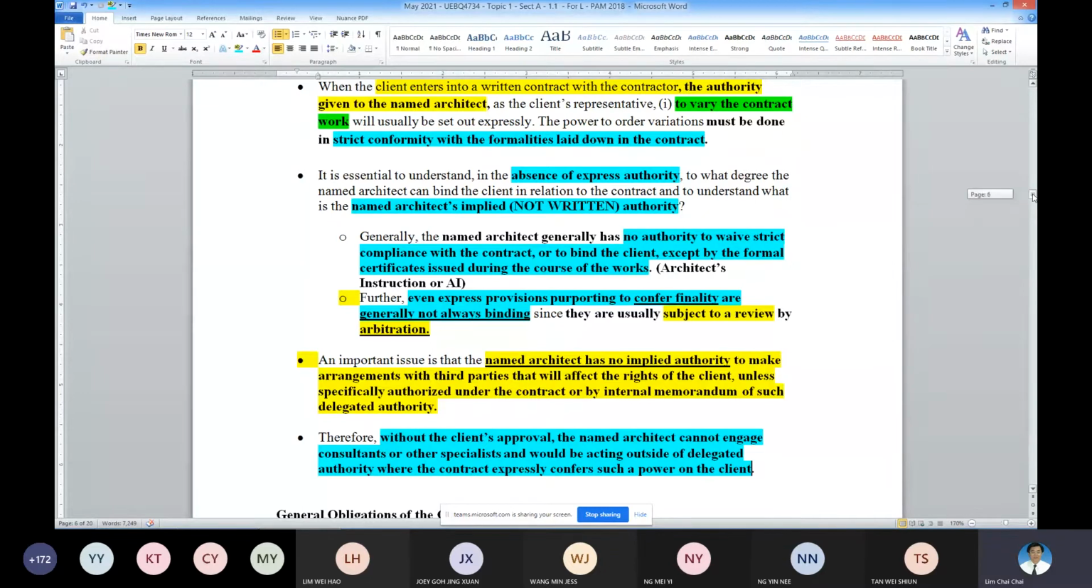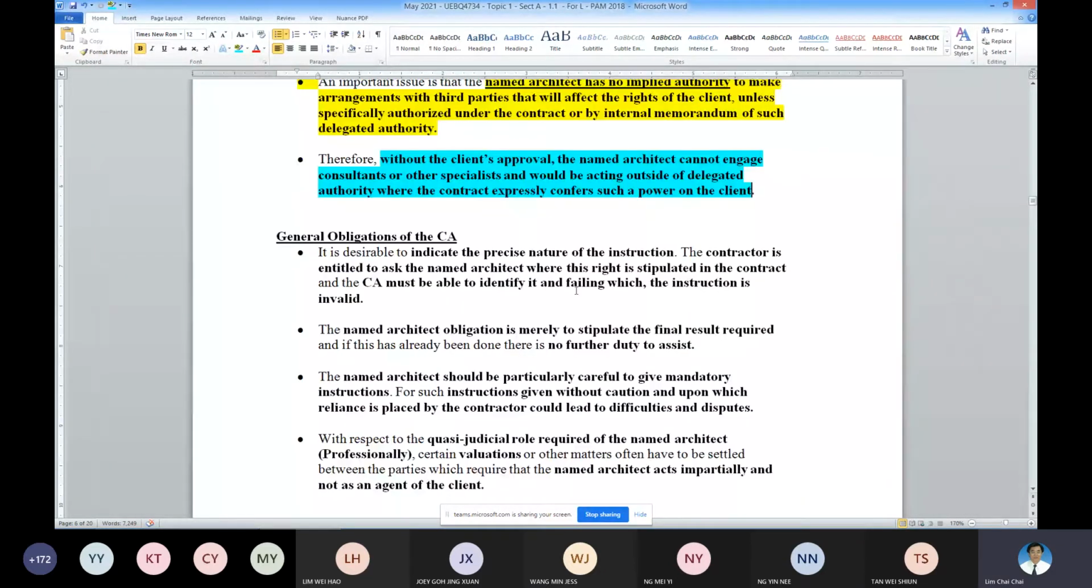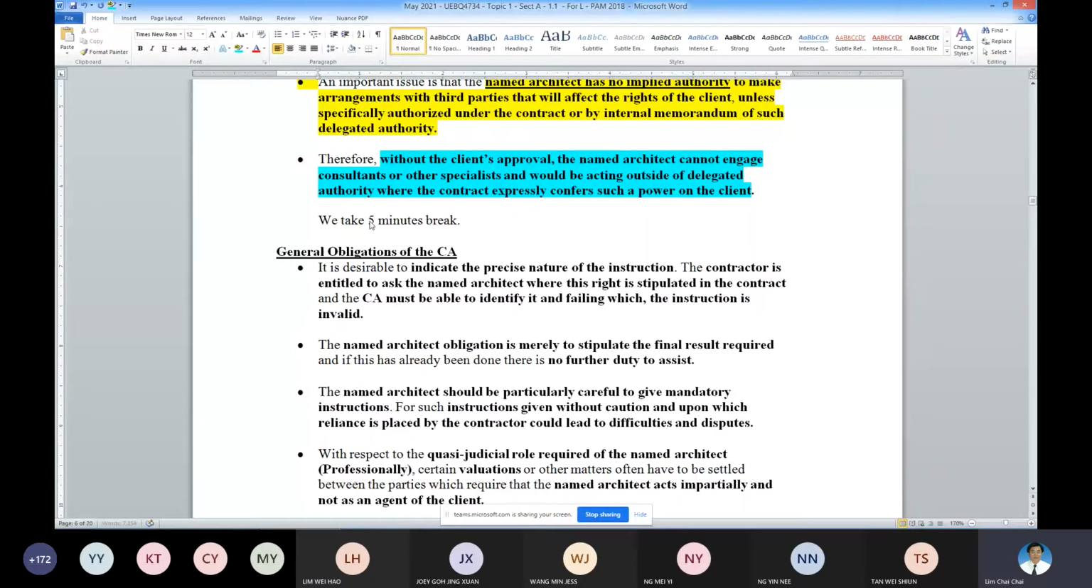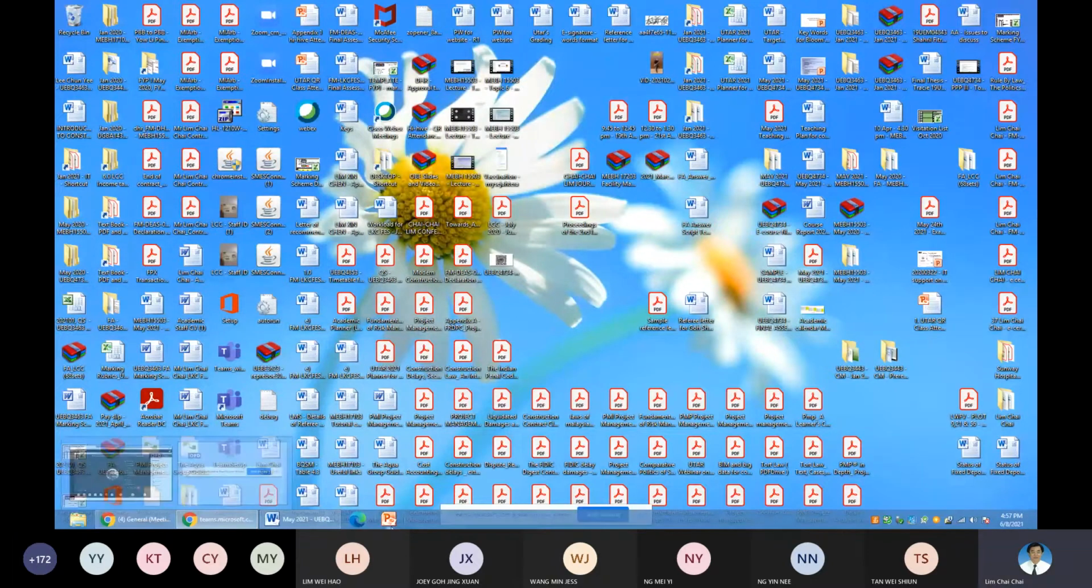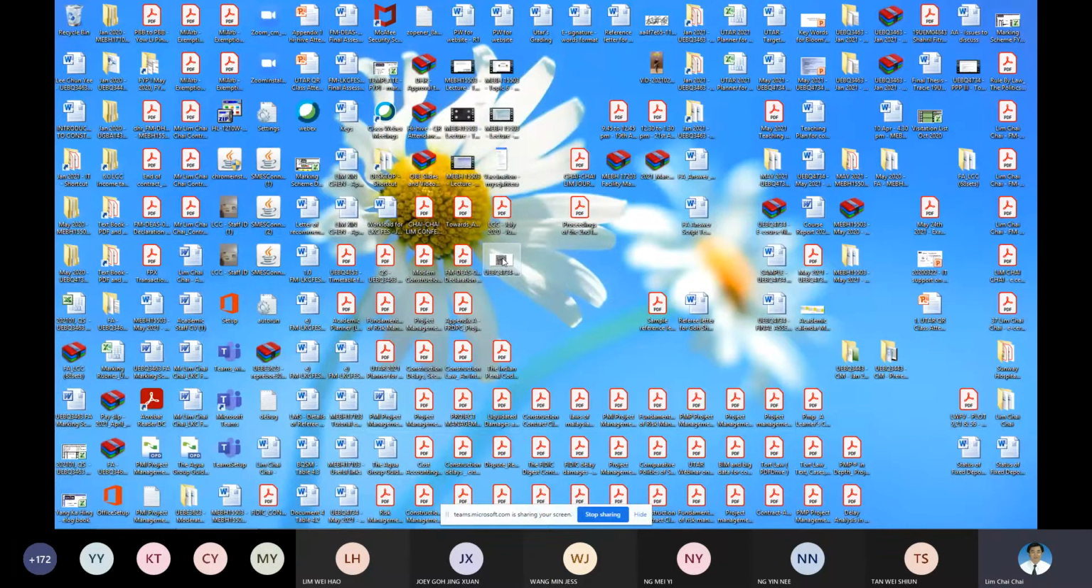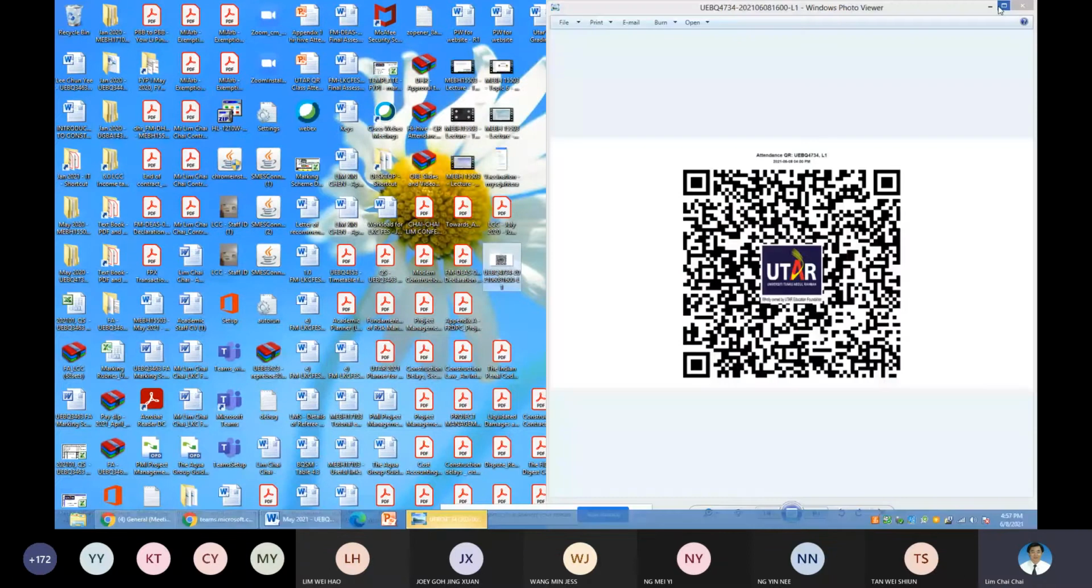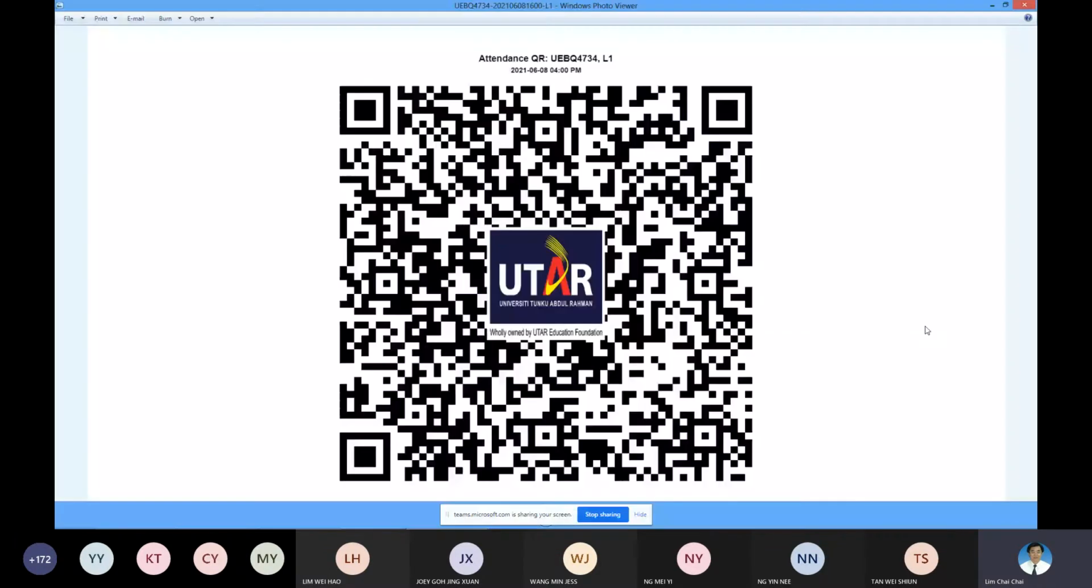So with that, we take a few minutes break. 5 minutes. Okay, so we take 5 minutes break here, then I will continue from here. Now, for those who are absent or haven't scanned, please scan now. Okay, 5 minutes for the break.